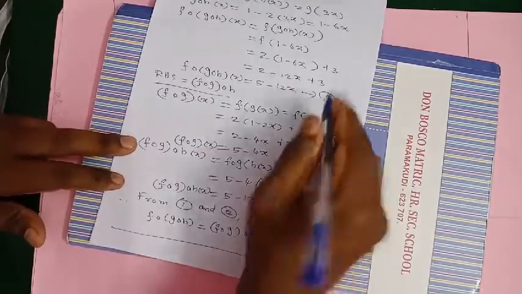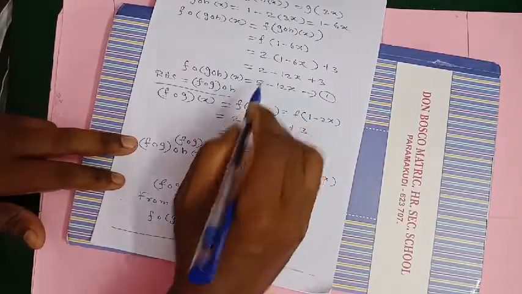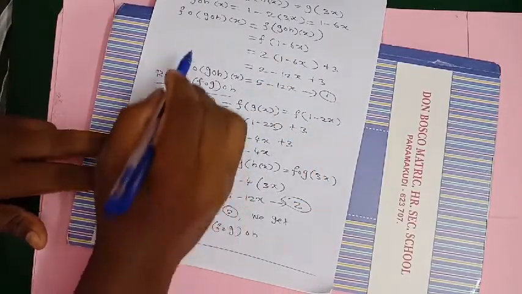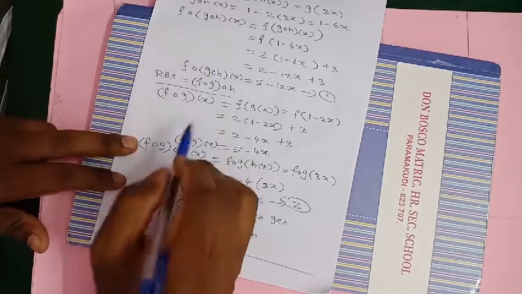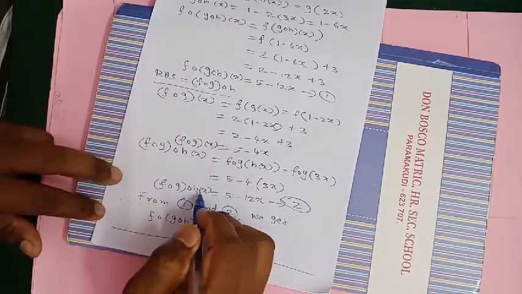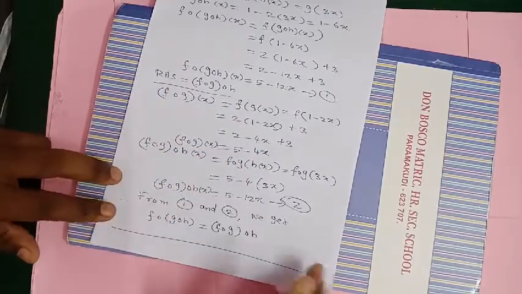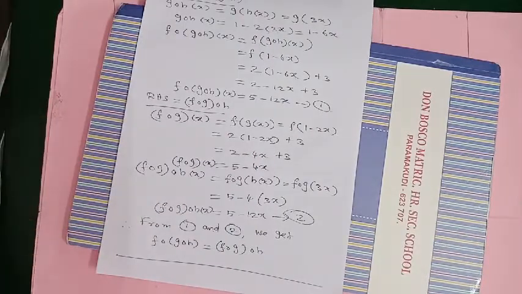See equation number 1 and 2. Right hand sides are equal. 5 minus 12x, 5 minus 12x. Therefore right and left hand sides are equal. F composition g composition h equals f composition g composition h. Therefore from 1 and 2 we get this result. It's a very simple and very important question. They will ask this question often.